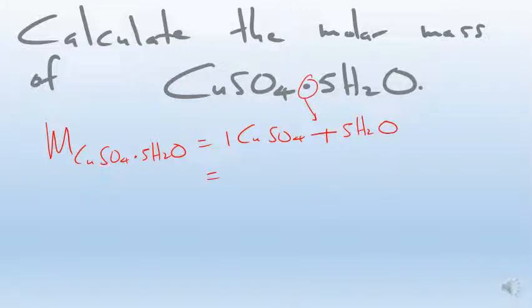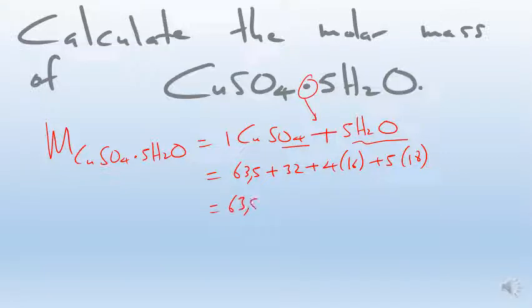So copper, if I remember, was 63.5 from about 3 decades ago when I was doing this section, plus 1 sulfur, which was 32. And how many oxygens do we have here? 4 into 16 plus 5. Well, let's look at the entire water molecule. We now know that the molecular mass of 1 water molecule is 18 grams per mole. So this is just 5 times 18. And then you could just add this up to your content, 63.5 plus 32 plus 64 plus 5. That will be 90.